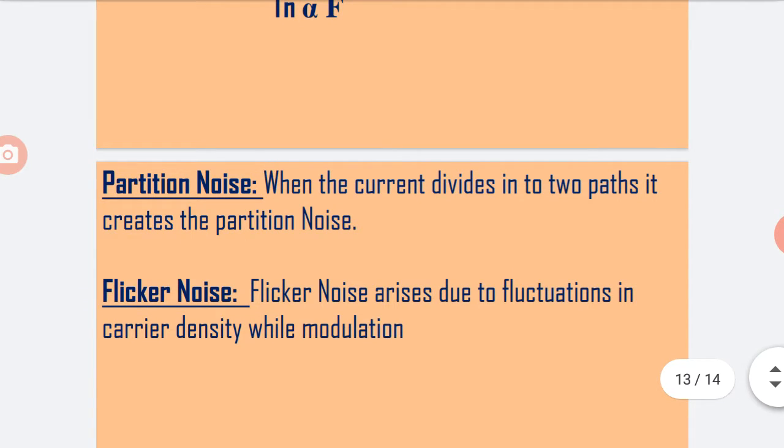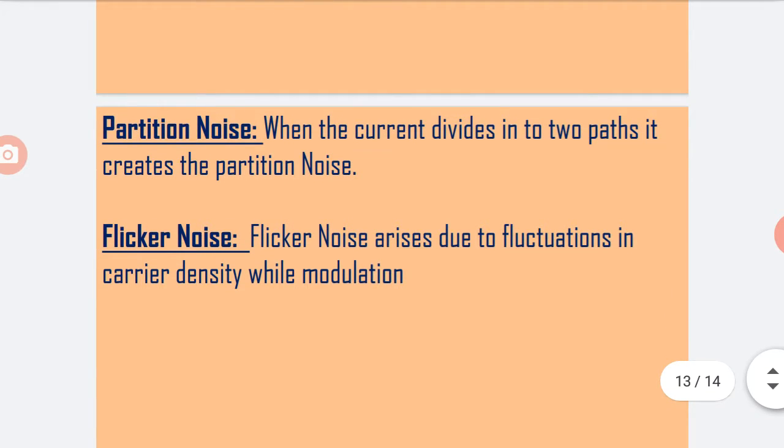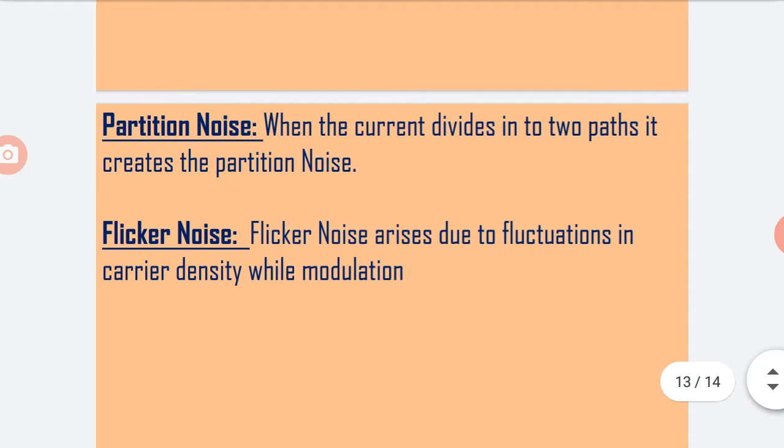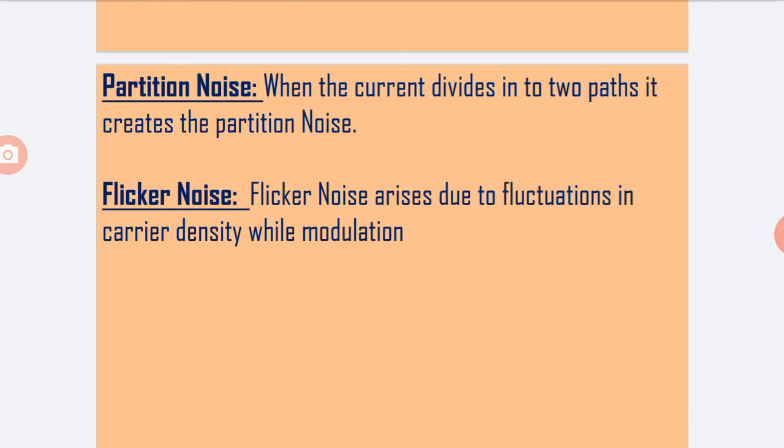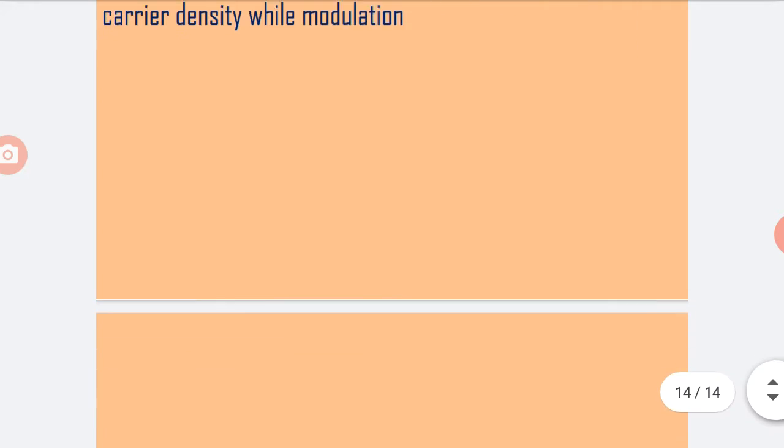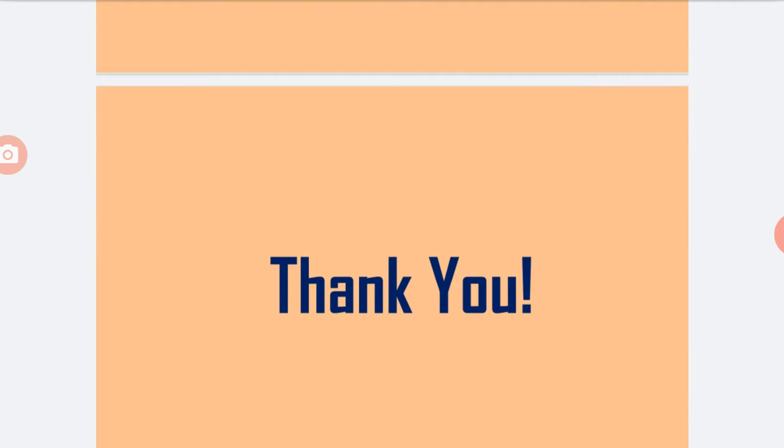There are some noises which are created when the current is divided. Partition noise is one example, where the current divides into two parts or two paths, and then it creates the partition noise. Also there is flicker noise. Flicker noise is a low frequency noise, which is created due to the fluctuation in carrier density during modulation. Modulation is a different topic. So these are some examples of noise sources.